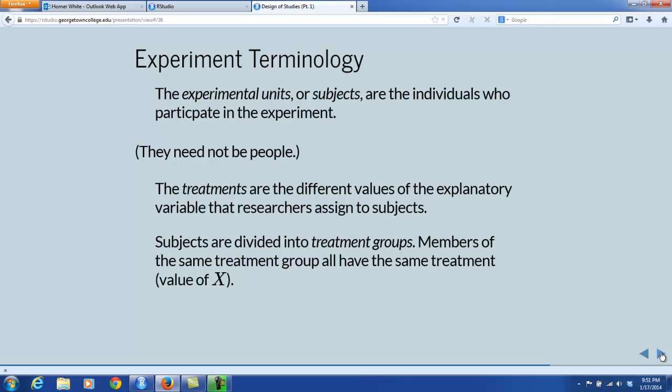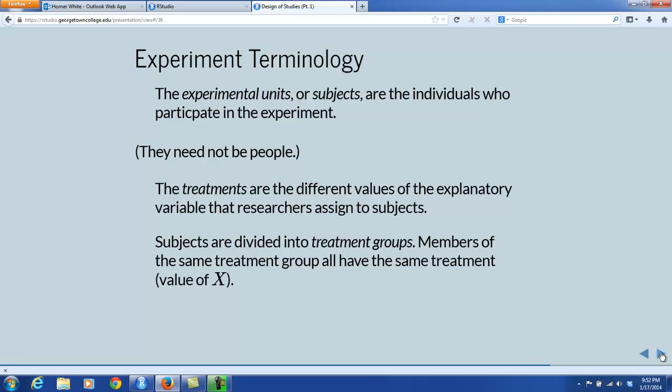It's important to note they don't have to be people. They could be trees or other plants or animals. They could be plots of land. They could be all kinds of things, including fairly abstract objects, all depending on the type of question that you're studying. But they're called subjects or individuals.